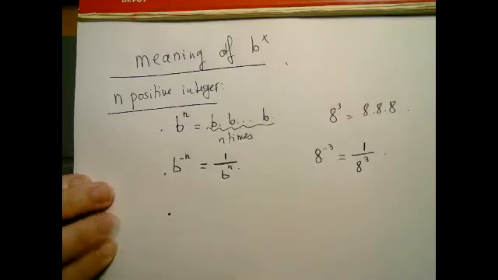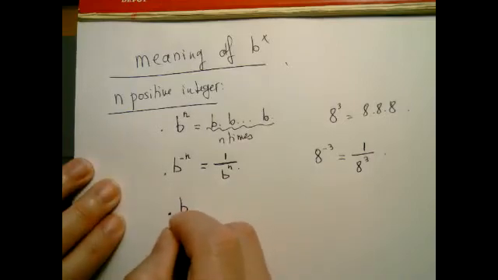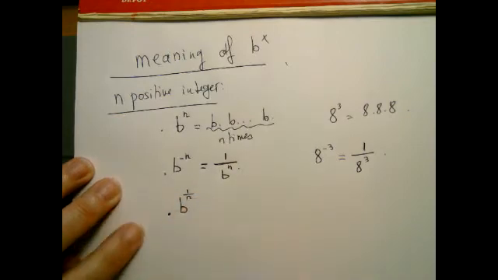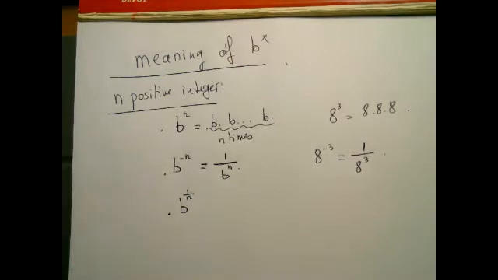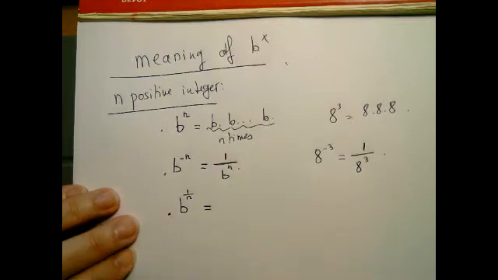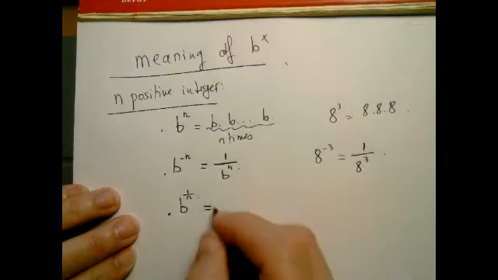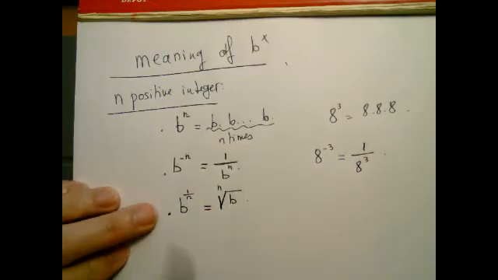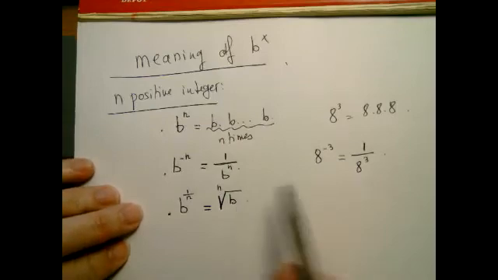Now, rational exponent. What is b to the power 1 over n? b to the half, b to the third, and so on and so forth. This is equal to what? Anybody? It's the nth root of b. Okay, it means what's the nth root of b? It means the term that you raise to the power n and it gives you b back.